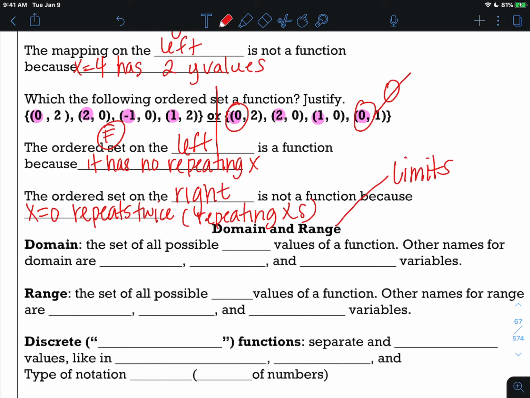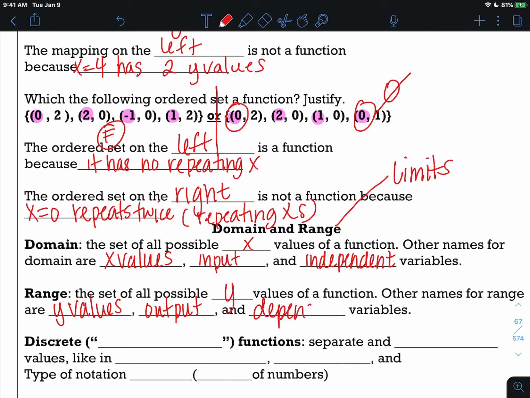So domain, the set of all possible x values. Sometimes people also call my domain x values, input, and even independent variable. My range is the set of all possible y values. Other names are y values, output, and dependent variable.